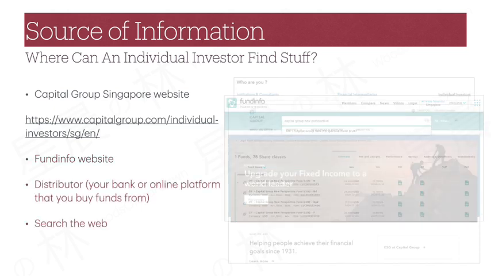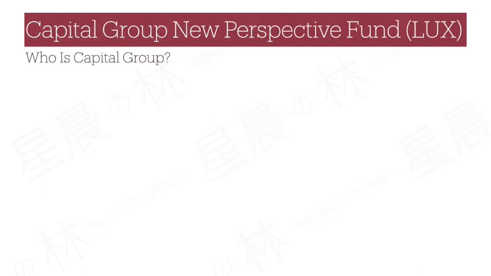You can of course also get some information from your distributor, which is your bank or online platform that you buy funds from, as long as they have the fund on their offering list. And finally, the web is always readily available, waiting to answer your search queries. Before we go through the fund details, let's spend a quick moment to understand who the fund provider, Capital Group, is and what they are good at.